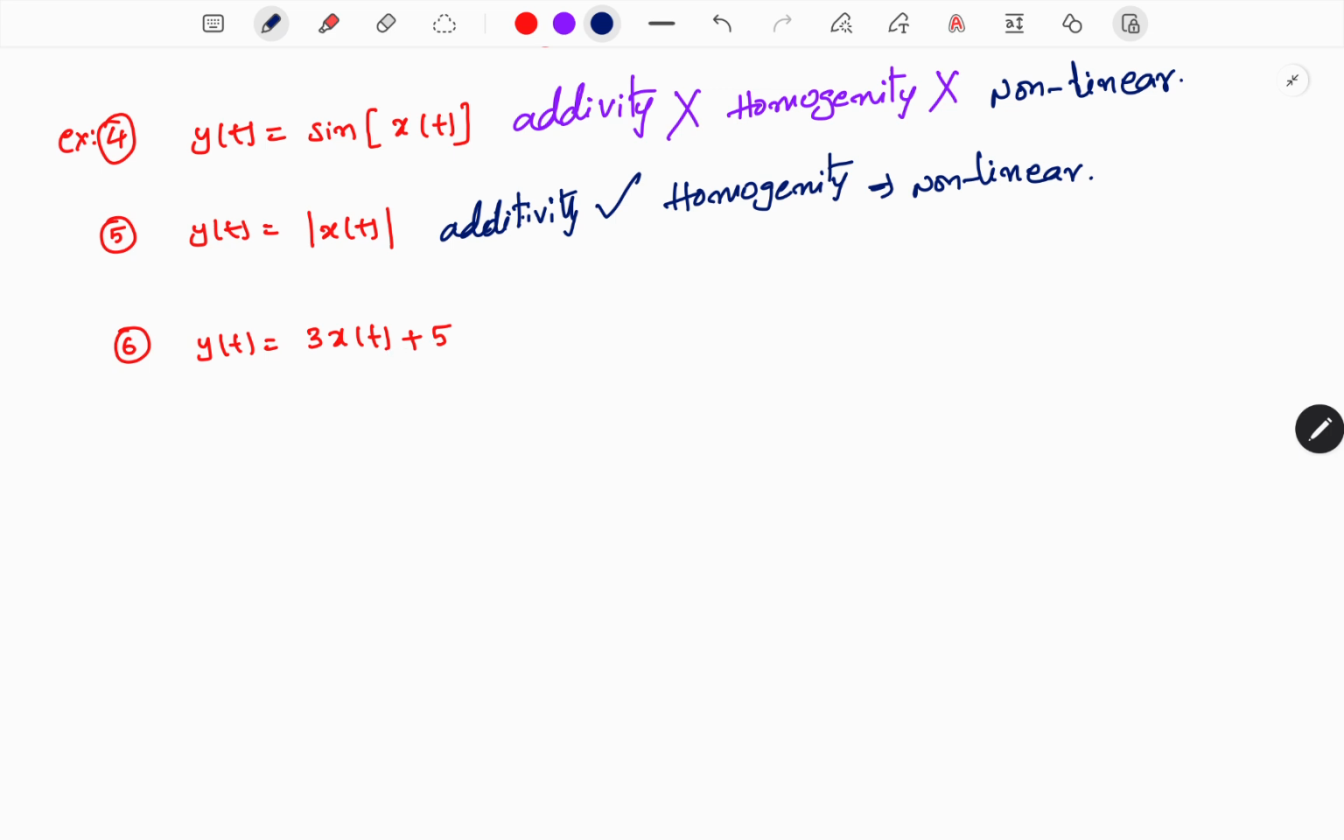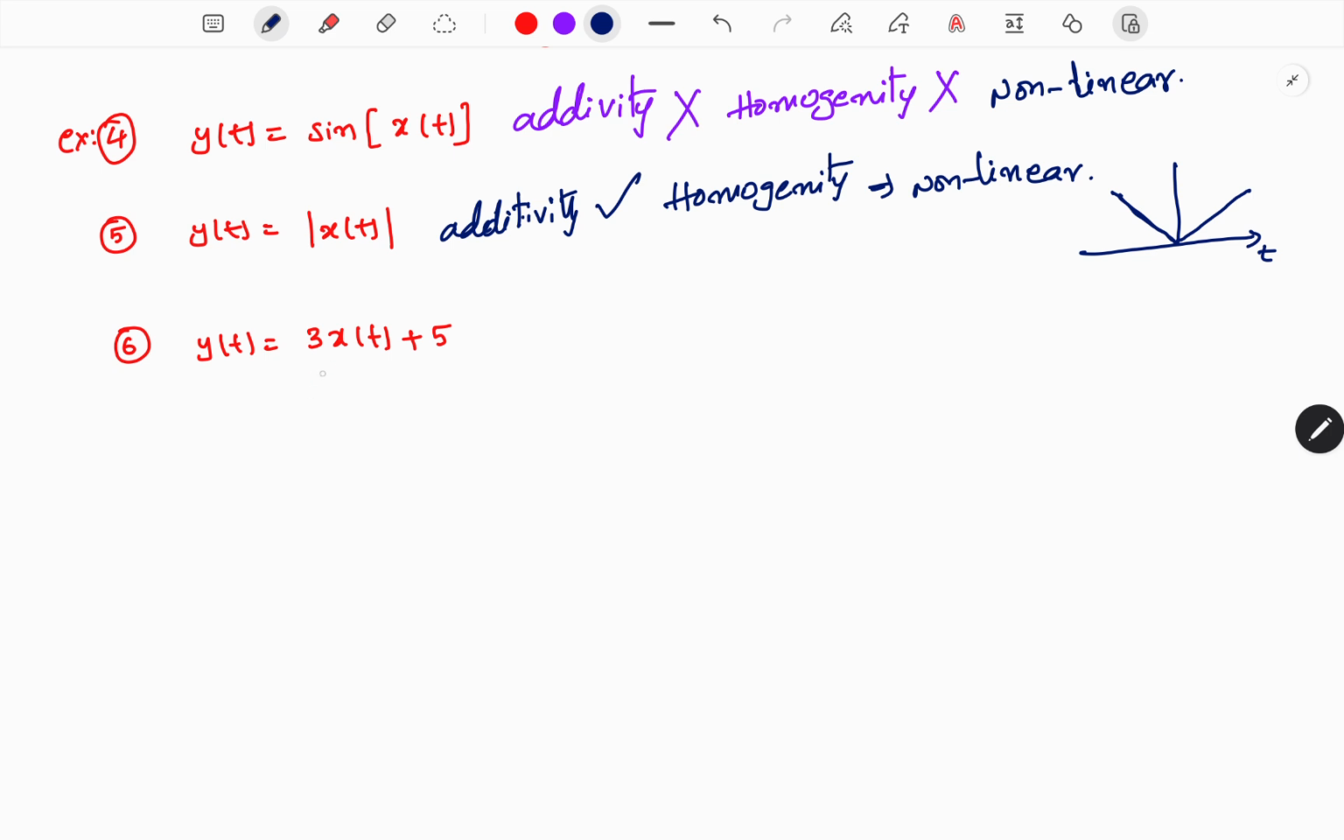Similarly, this mod of x of t we can also explain graphically. For negative t we will get the positive, and for positive t also we will get the positive. So it is not linear, it is nonlinear.